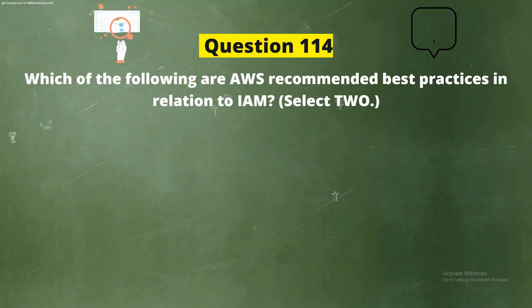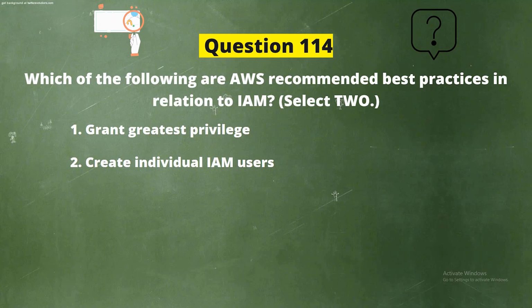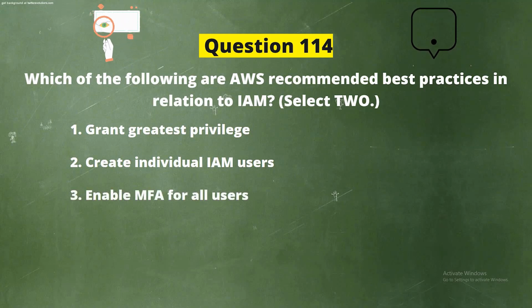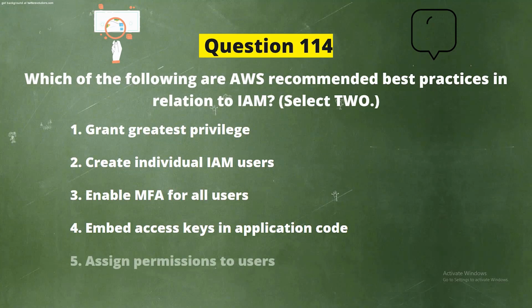Next question. Which of the following are AWS recommended best practices in relation to IAM? Select 2. And the options are: Option 1. Grant greatest privilege. Option 2. Create individual IAM users. Option 3. Enable MFA for all users. Option 4. Embed access keys in application code. Option 5. Assign permissions to users.